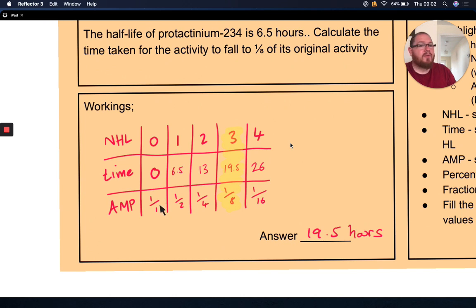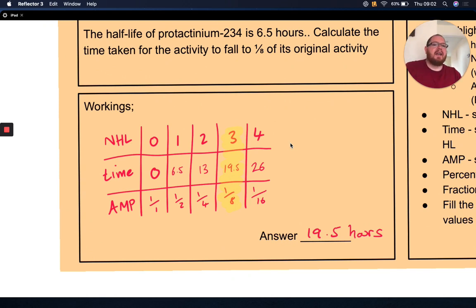So I start with 1 over 1, because I always start with a full ratio, yeah? And if it was percentage, I'd start with 100%. And then half of a 1 is a half, half of a half is a quarter, half of a quarter is an eighth, half of an eighth is 1/16. I didn't know how long I needed to go for. And then I could see there from the question, how long does it take to get to an eighth? Well, it takes 19.5 hours.